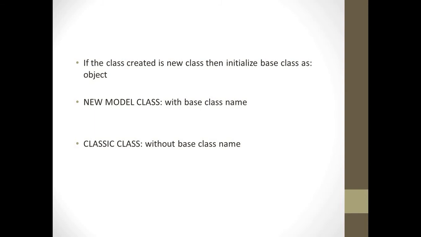Then there are two types of classes, new-style classes and classic classes. What is a new-style class with a base class name? It means we have to give the name inside the brackets. If you give object, that will be a new-style class. If you are not giving any base class, that is called a classic class. So there will be no error. It is not mandatory to give the base class name. While you are doing the concept of inheritance, then you have to give the base class. That will be explained later.